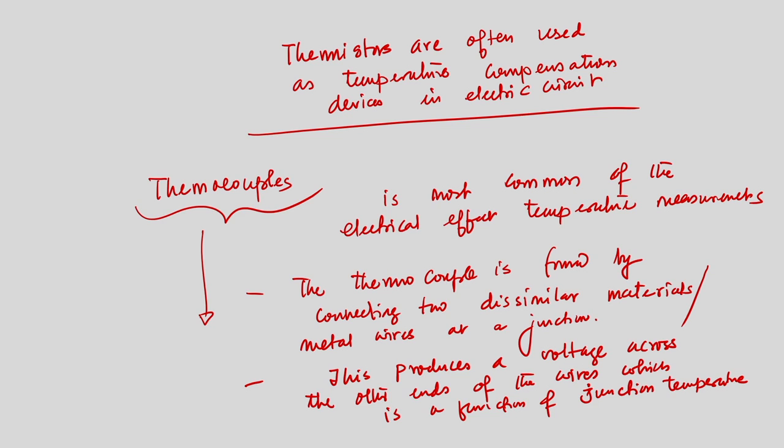So, we have discussed the constructional features of thermocouples. We have discussed that a thermocouple is formed by connecting two dissimilar metals at a junction, and this produces a voltage across the other ends of the wire, which is a function of the junction temperature.